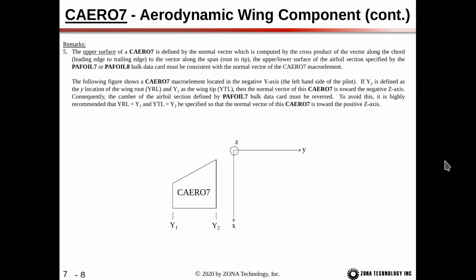Okay, moving on. And I talked about this left-hand side. When the wing is on the left-hand side, you want the left-hand side of the wing to be the root side, and you want the right-hand side to be the tip side for purposes of the C07 definition.